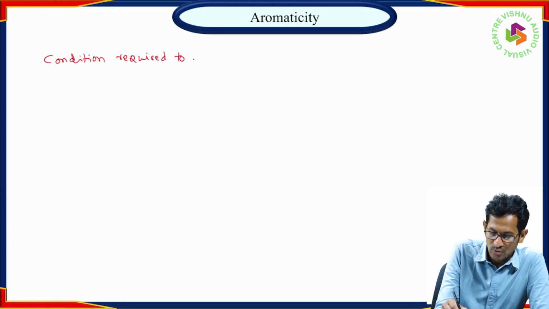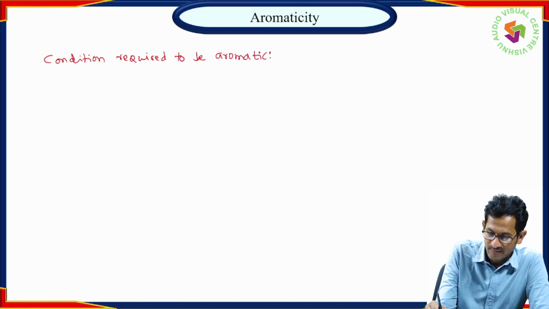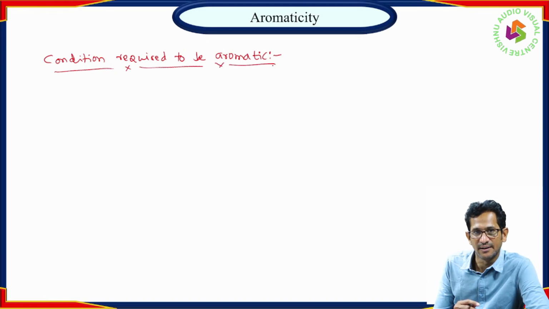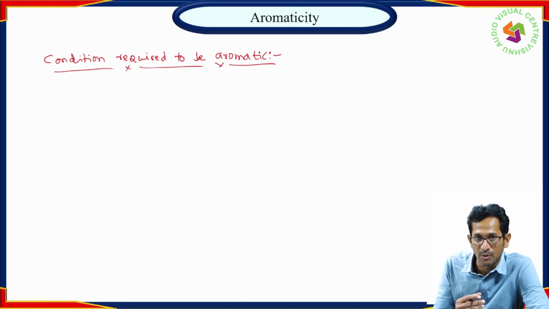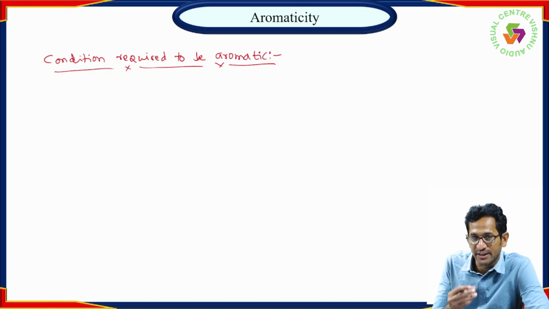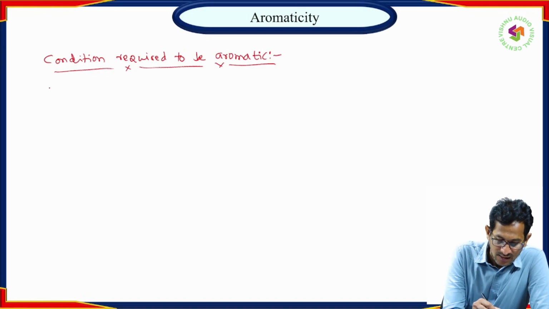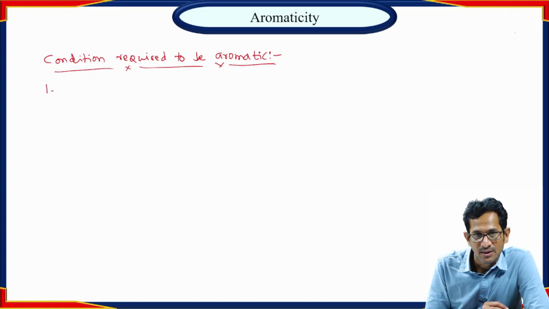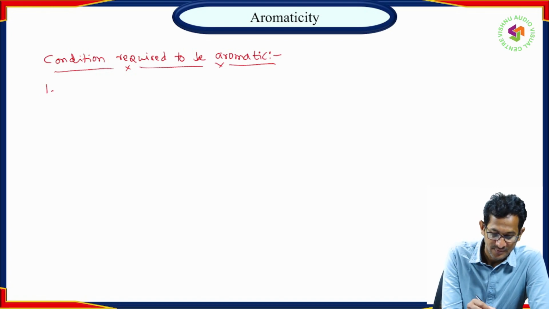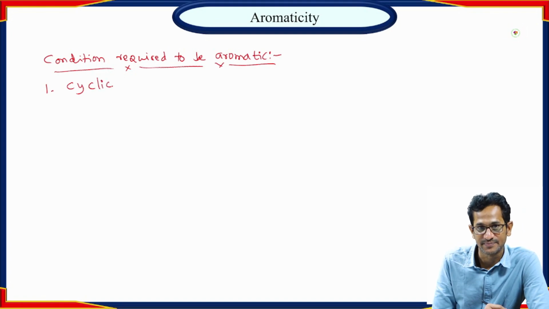Conditions required to be aromatic. What are the conditions a substance or a molecule or a compound needs to satisfy if it attains aromaticity? To attain aromaticity, a compound must satisfy the following conditions. Condition number one, the compound must be cyclic.